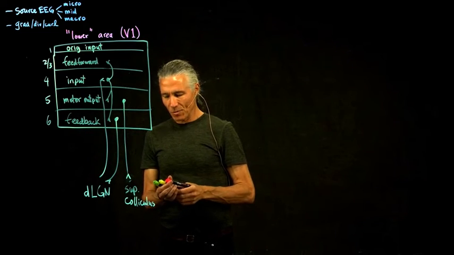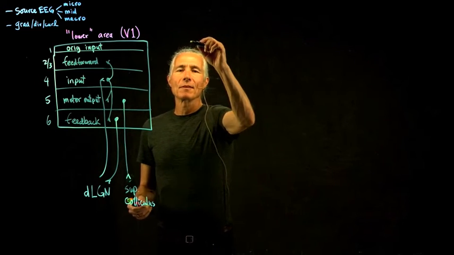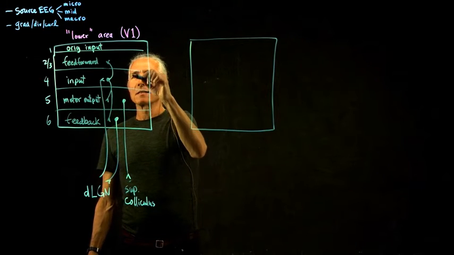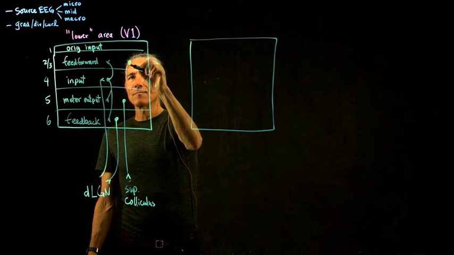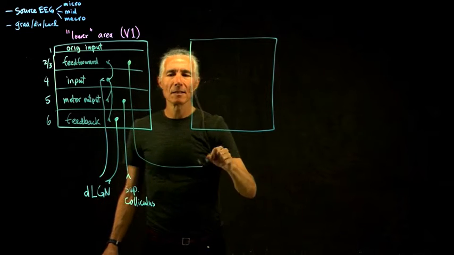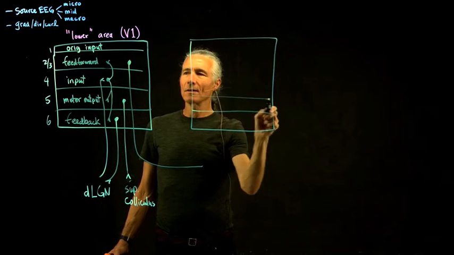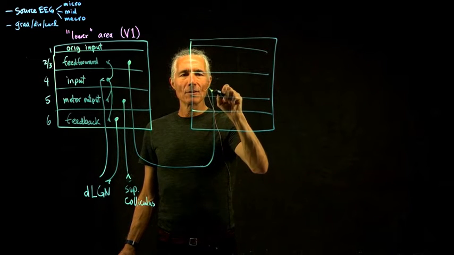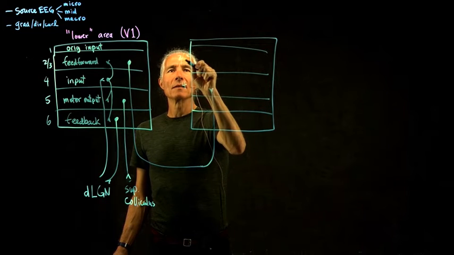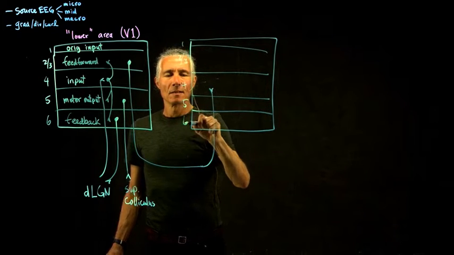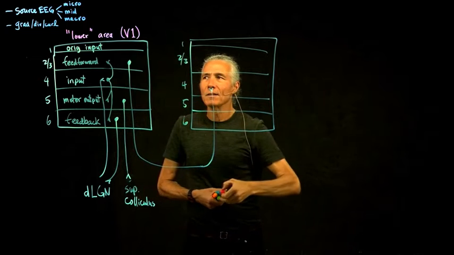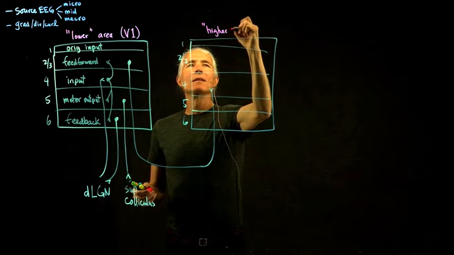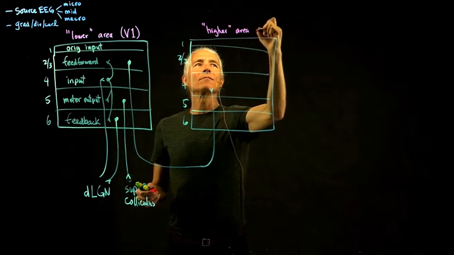So that's a lower area. And so then if we go to a higher area, we can see that the projections to a higher area will often come from this feed-forward layer. And so if we look at how that works, it's going to go now to layer 4 of the higher area. So this is a higher area, for example, V2.